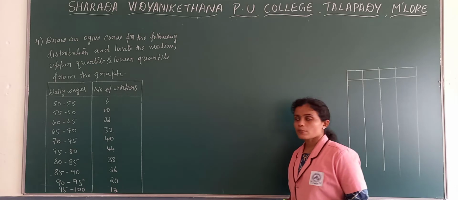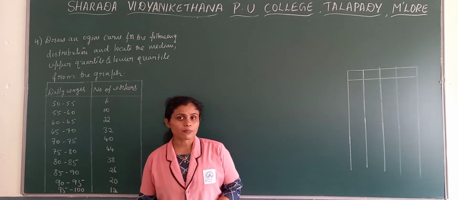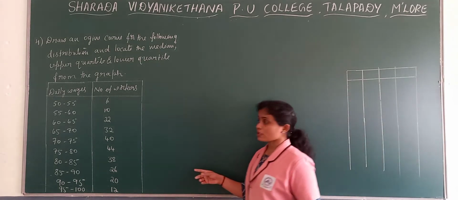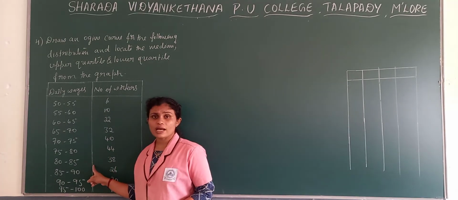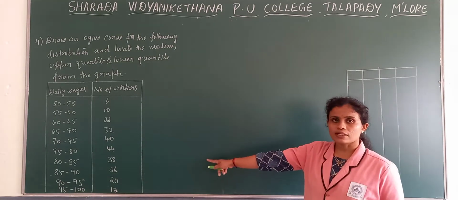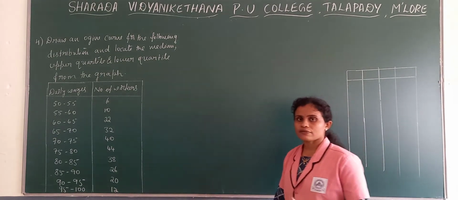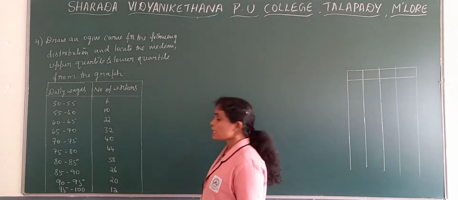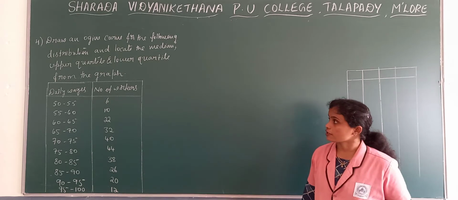Yesterday we were discussing the ogive curve and I have completed 3 ogive curves, but we will solve one more because this kind of graph we have not drawn yesterday. You may get confused. So we will take one graph here. Then with this we can complete the ogive curves. Then we will discuss some other theory part.